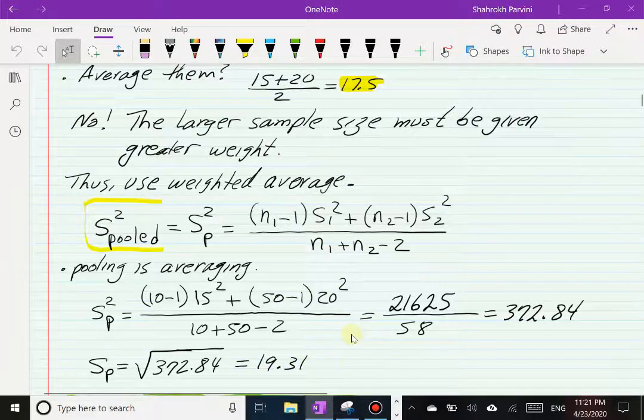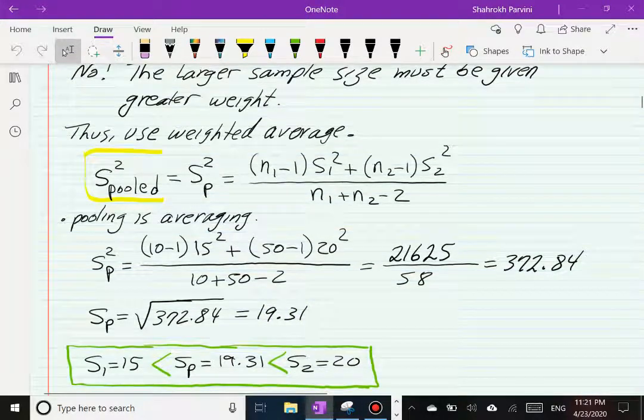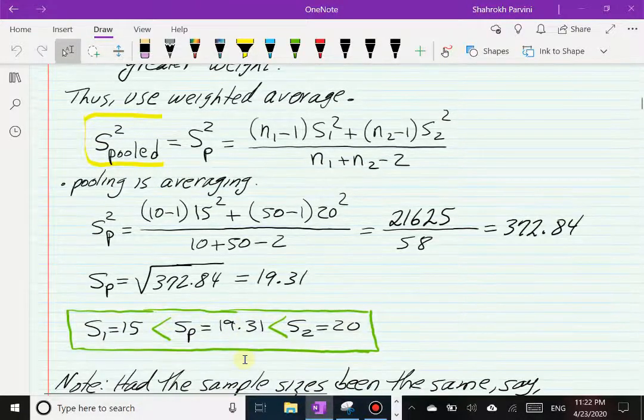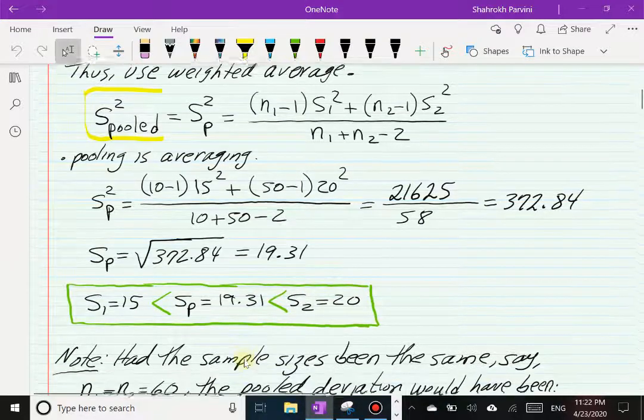Now note here, by the way, that this number 19.31 lies between 15 and 20, so it is kind of an average between them, but not exactly halfway. And it's closer. 19.3 is much closer to 20 than it is to 15, right? So it is doing what it's supposed to be doing, the formula for us. And this is the formula that we're going to use in constructing confidence intervals and testing our hypothesis test.